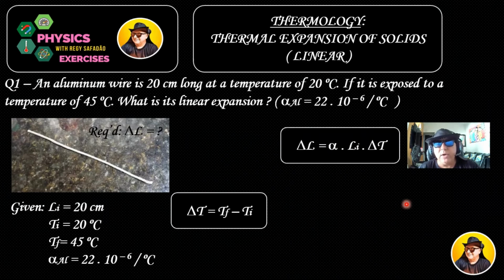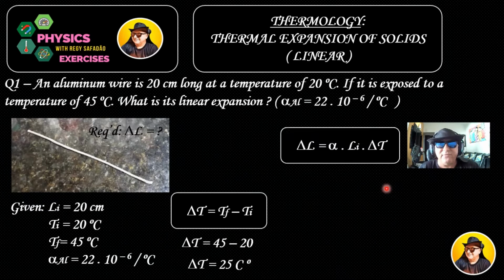And also then we are going to find the linear expansion, applying the formula. Delta L is alpha times the initial length times delta T, okay? That's why I used to calculate delta T first, in advance. So let's do the calculation of delta T. Delta T is 45 minus 20, always the final temperature minus the initial temperature. Well, so delta T is 25 Celsius degrees, all right?